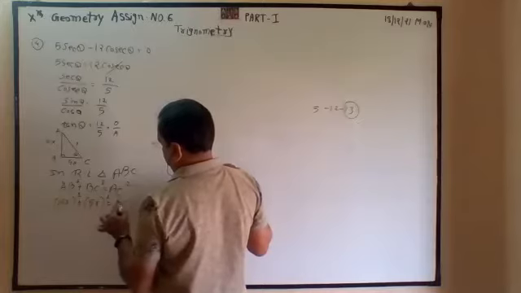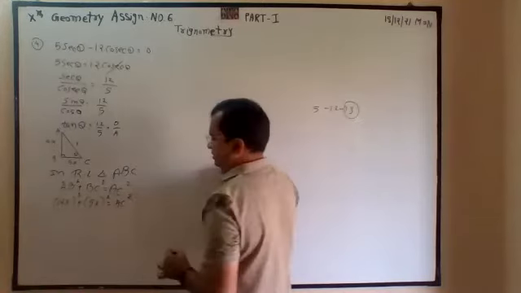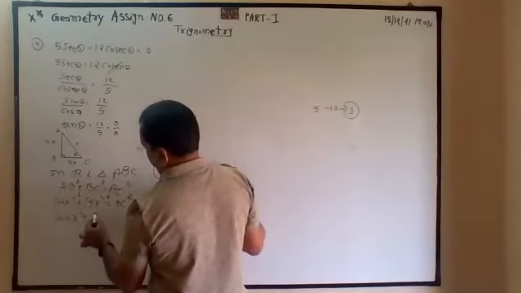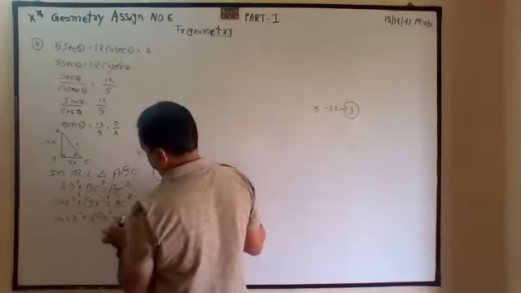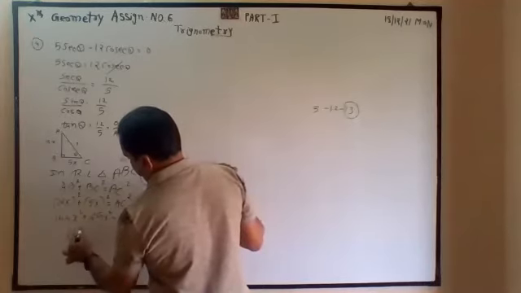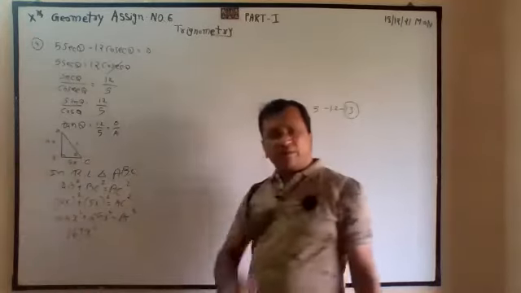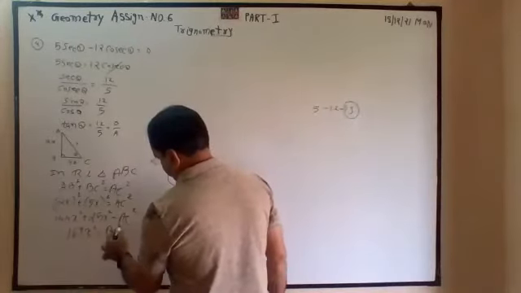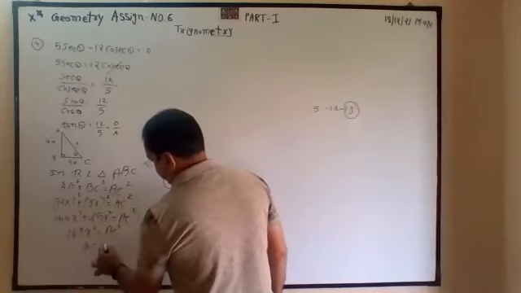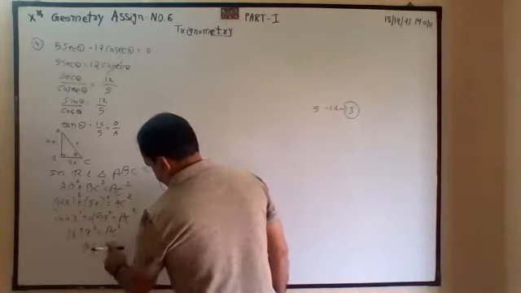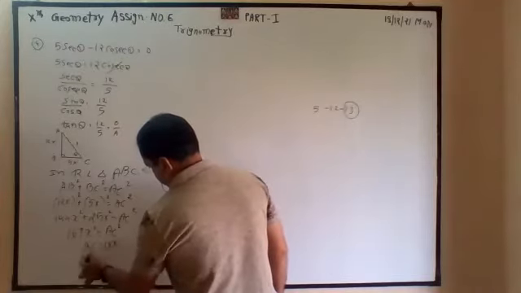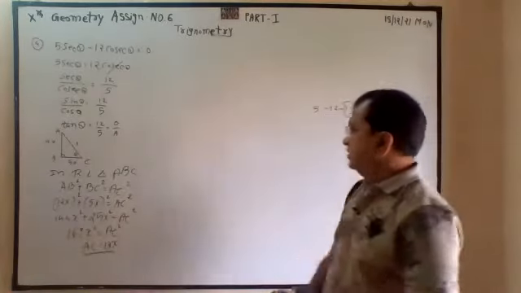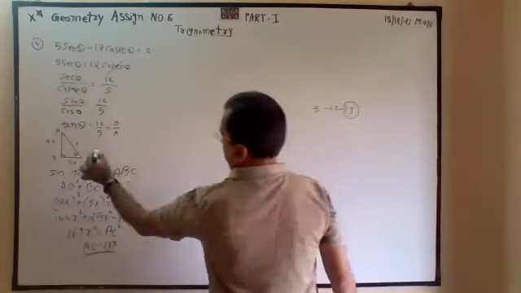AB square, BC square, AC square. 12 square, 12, 12, 1, 4, 4, 5 square, 25x square. So it is 169x square. 144 plus 25 is equal to 169x square. Taking square root on both sides. Correct? Now this is 13x.